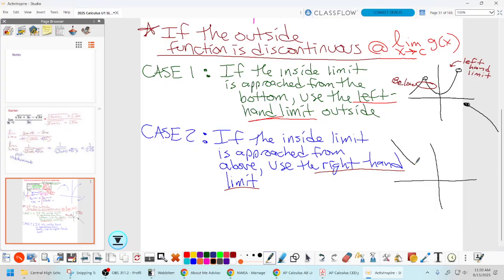Okay, let's just change the picture and something like that. Okay, now we're approaching from above. And now we're going to use the right hand limit. Right hand limit.